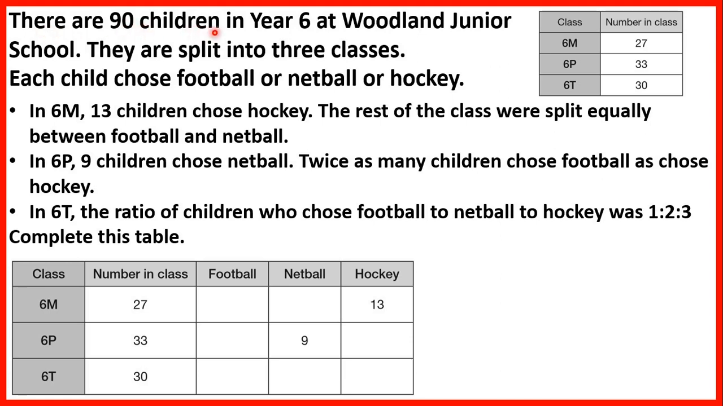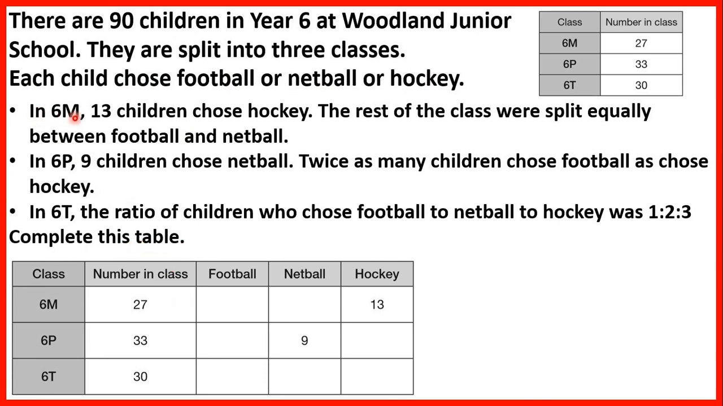There are 90 children in Year 6 at Woodland Junior School. They are split into 3 classes. Each child chose football or netball or hockey. So we need to use this information here to complete this table.